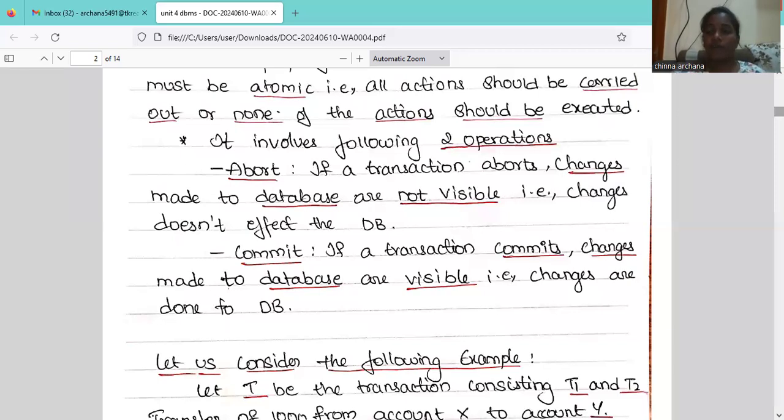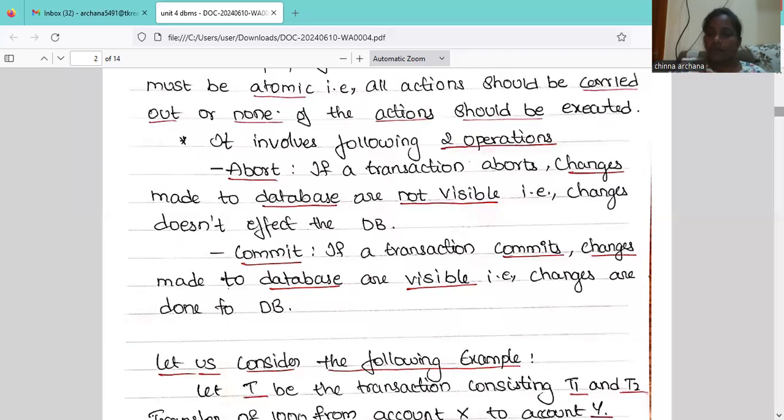Now, abort means whatever changes have happened in the transaction before the system failure are not visible in the database. That means the changes are not done in the database. So the changes are aborted, and the database does not get affected by this abort statement. Only after the commit statement are the transaction changes reflected in the database.